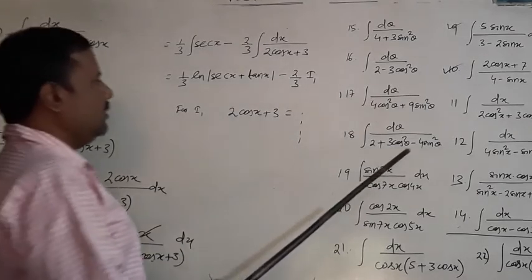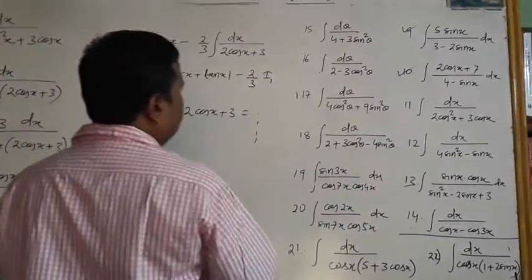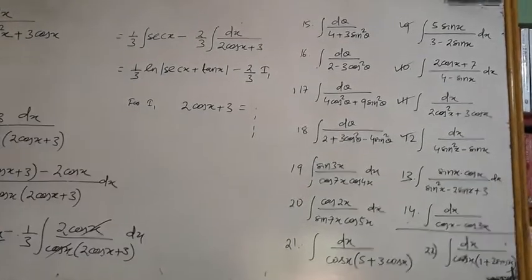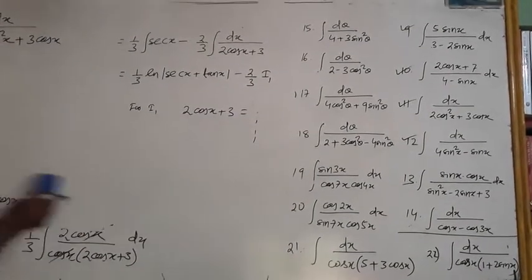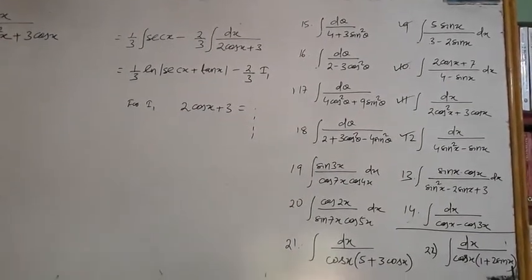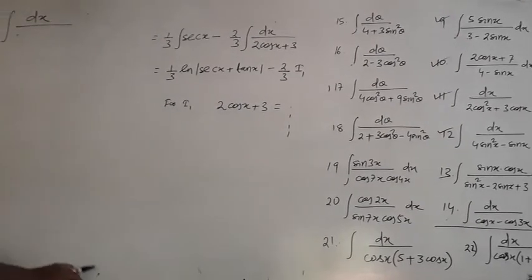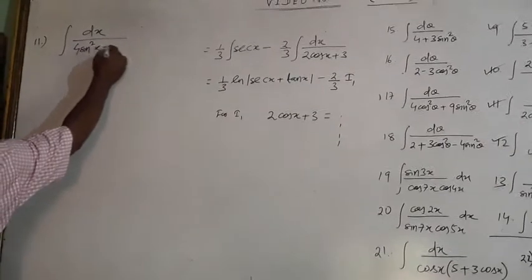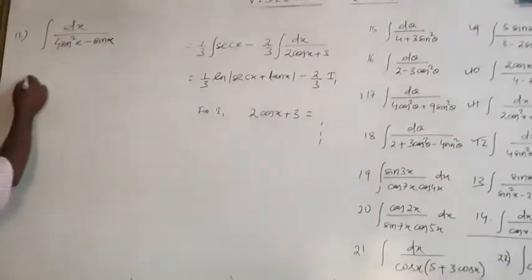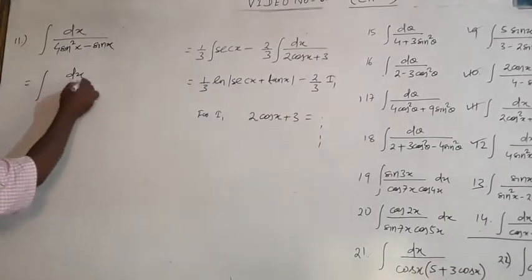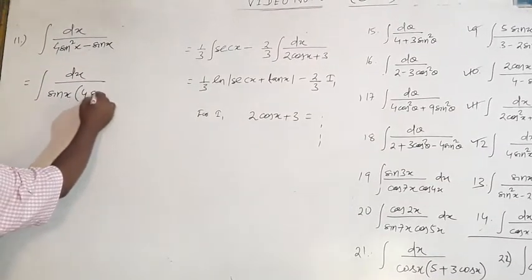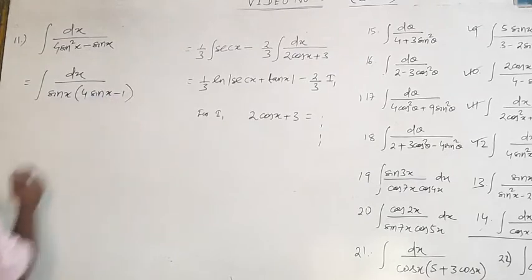Similarly, when you do number 11 and number 12, they are very similar, and I am writing just this. What is that? dx/(4 sin²x − sin x). What you have to do? It means dx by, you have to take sin x common, and it is sin x (4 sin x − 1).